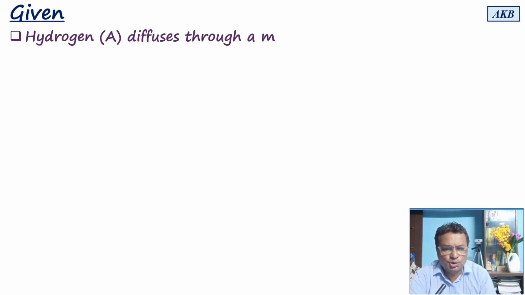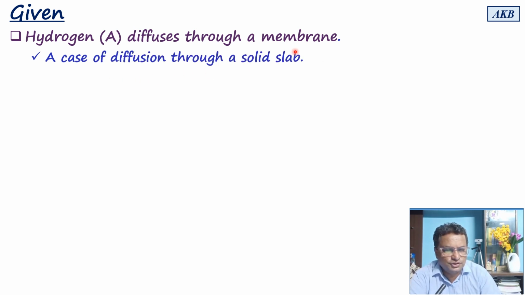Okay, so first let us note down the data that is given to us. So the case is hydrogen diffuses through a membrane, and we are going to denote hydrogen by A. So A diffuses through a membrane, that is the process. If it is diffusing through a membrane, that means it is a case of diffusion through a solid slab, and now we know which equation we have to use for calculating the rate of diffusion. So the equation that is applicable to steady state diffusion through a solid slab is useful in this case. We have to use that equation.